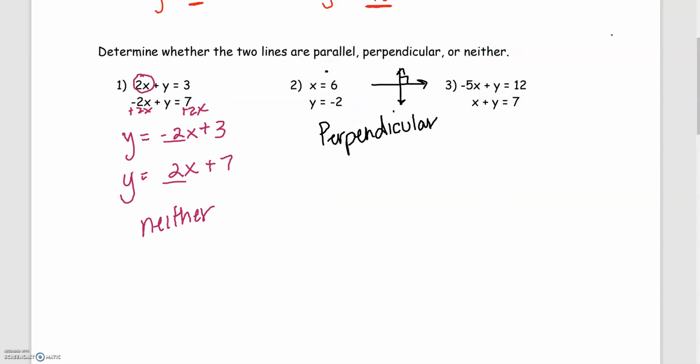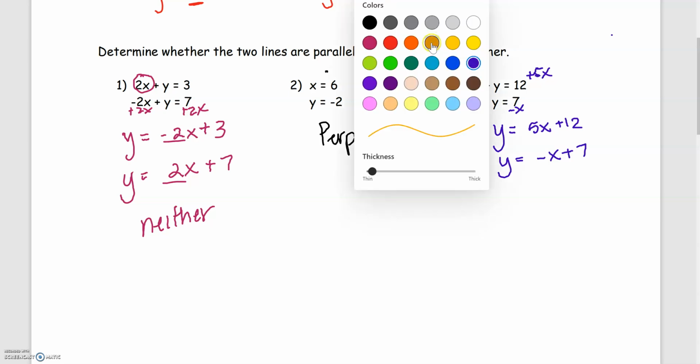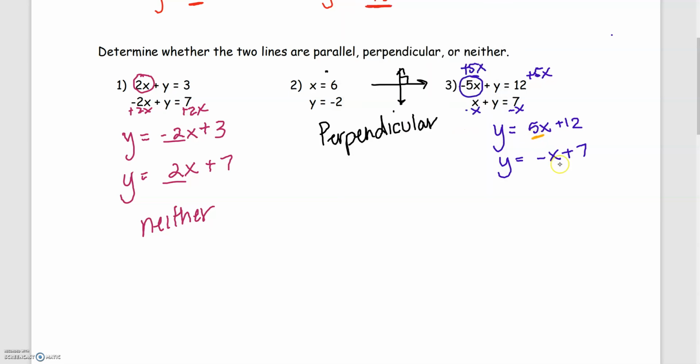On this third one, we're going to get this to the other side by adding it. So it's y equals, if I add 5x, then I'm going to have 5x plus 12. I like to put the slope first to keep it in y equals mx plus b form. And then here, let's subtract our x. So y is going to equal negative x plus 7. So my slope for this one is 5, and my slope for this one is negative 1, so those are neither.